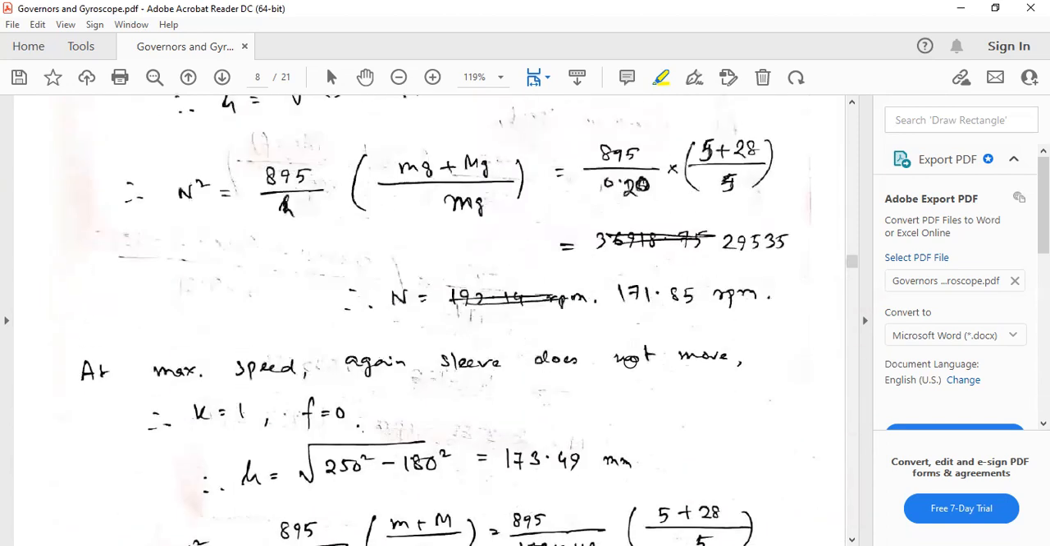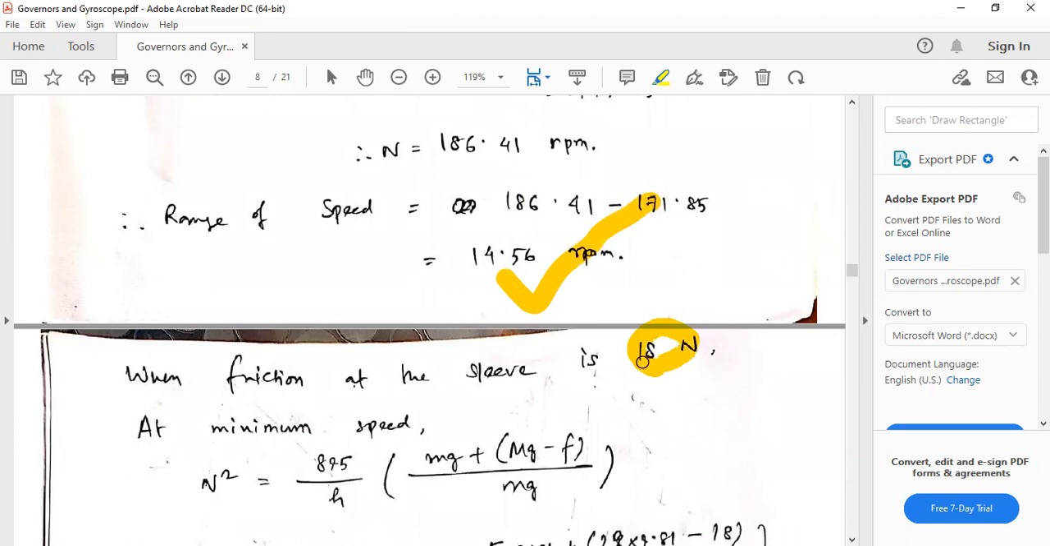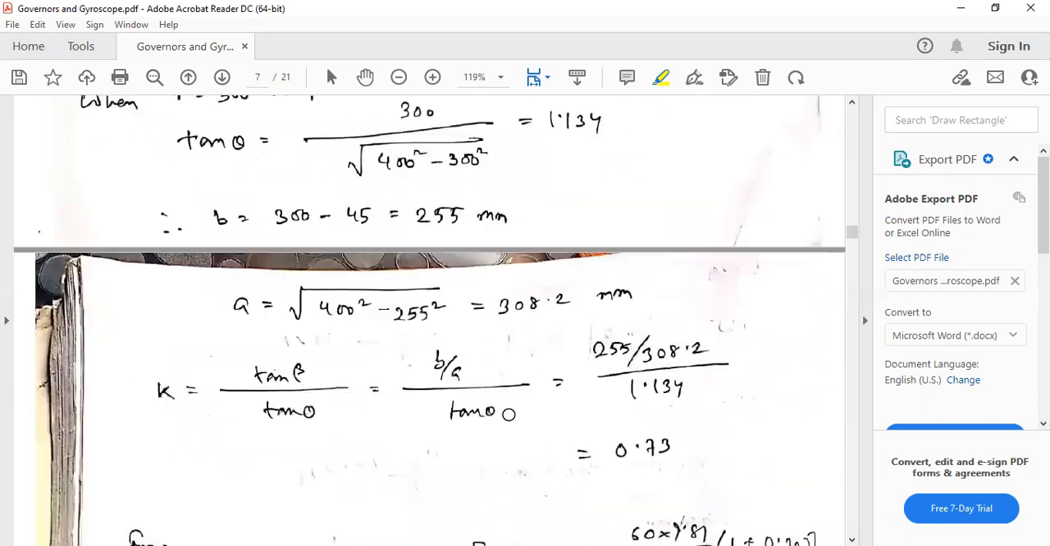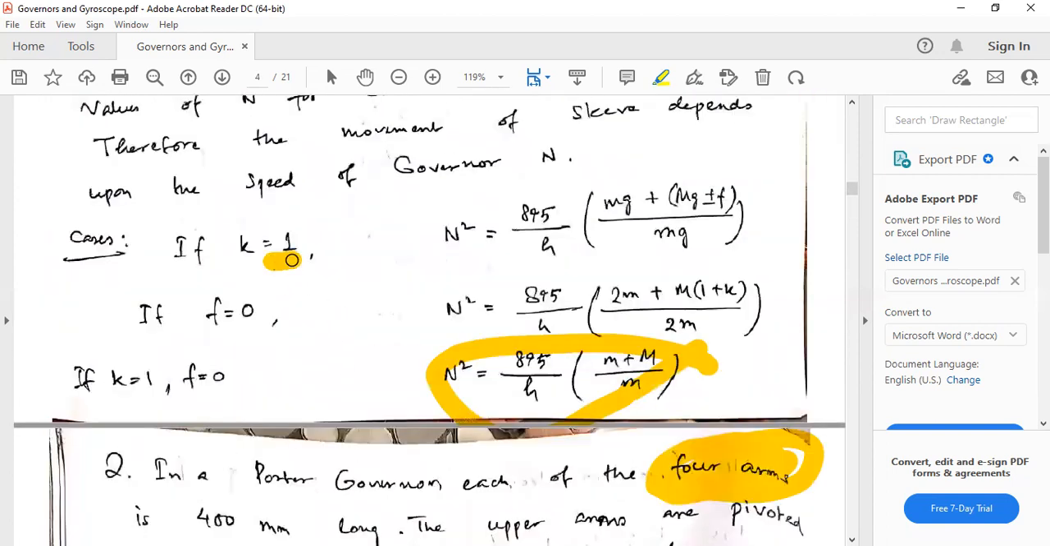So you know the minimum speed and maximum speed now. The range of the speed is actually the difference between maximum minus minimum. So you have got the range. Fine. Done. Next, you are given with the friction. So when friction is there, k is 1, and friction is not 0. So this is the condition now.